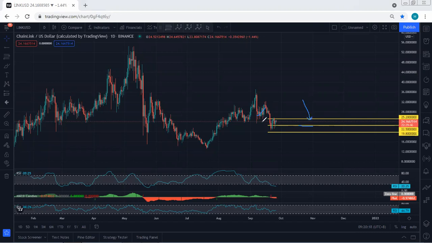Anyway, as we can see, the price even broke 22.5. Now, if there is a continuation, and the price breaks 22.5 for the second time, we can even expect the price to drop to 19.8. Okay, now the only question is whether this is the correction we're looking for and we can expect the price to reverse from here or not.